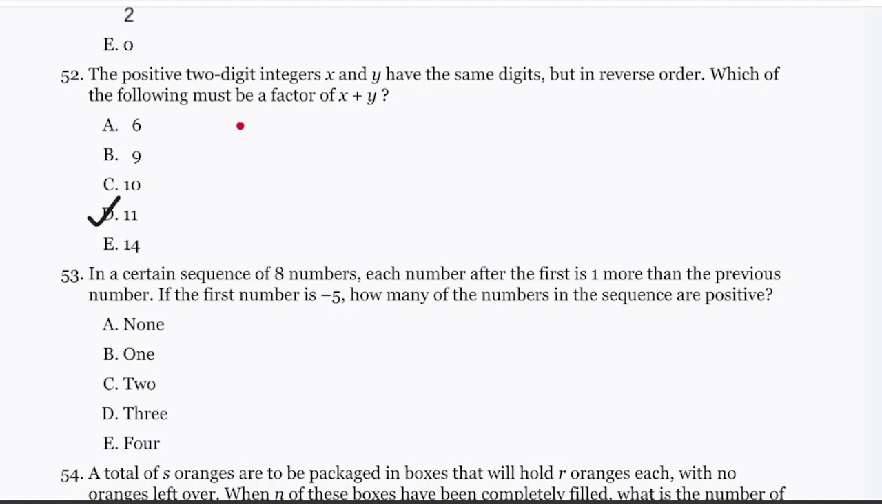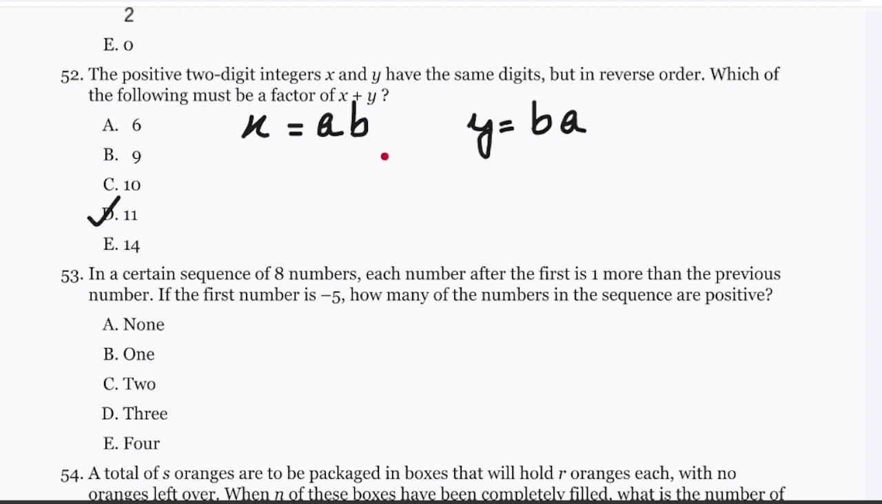Okay. Let me just give you a brief on this. You took an example; I'm going to give you the complete logic. The positive two-digit integers x and y have the same digits but in reverse. Take the first integer x, let's say the number is ab, and y becomes ba by reversing the digits.